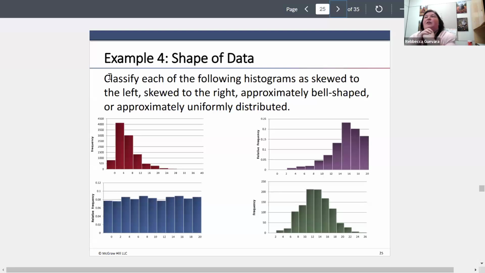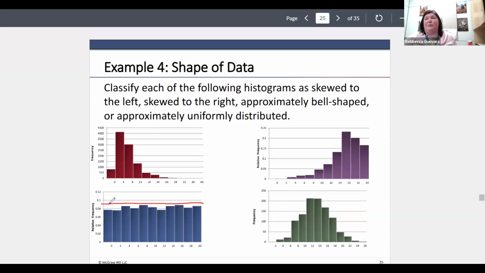Okay. So classify each of the following histograms as skewed to the left, skewed to the right, approximately bell shaped, or approximately uniform. We'll do the easy one first. This is definitely uniform. It makes a block. Uniform just means everything is equally likely to happen. This one goes up and then it goes down, but it's pretty symmetric. So this one would be bell shaped.